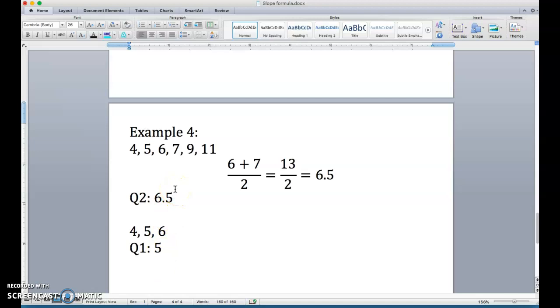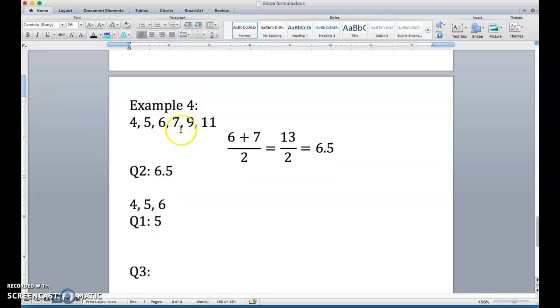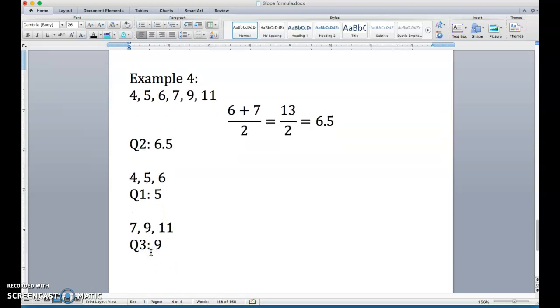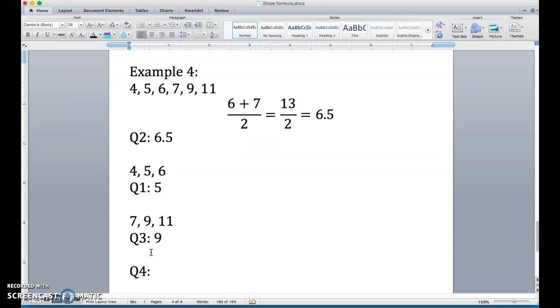All right, for quartile 3, I need the upper numbers. Those are the numbers that are above my median, 6.5. So again, my median is 6.5. So here are my numbers that are above my median, 7, 9, and 11. So Q3 is going to be the number in the middle of those three numbers. So Q3 is 9.